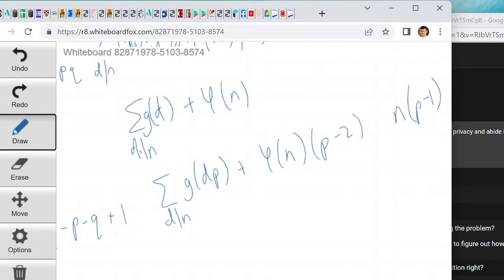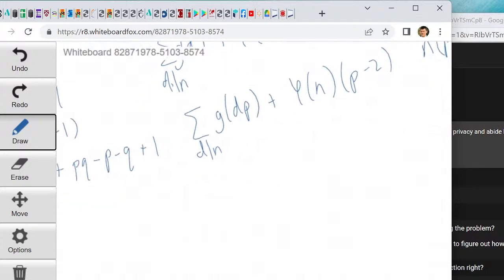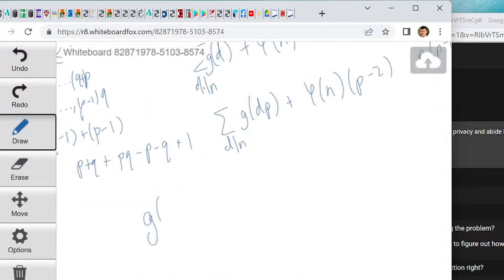So what happens to g of dp? How do you relate g of dp to g of d? Stuff like g of d versus g of dp.